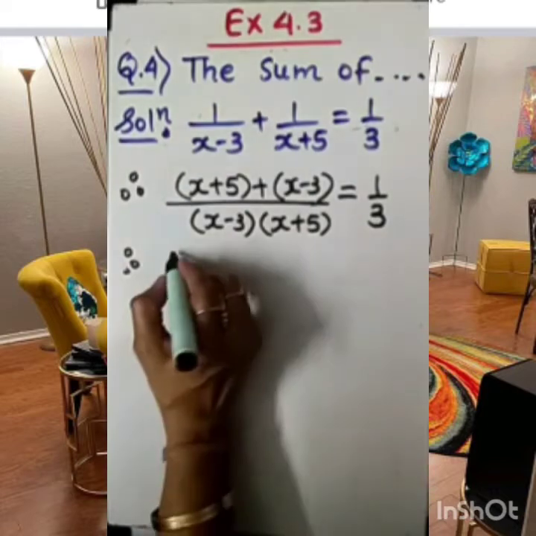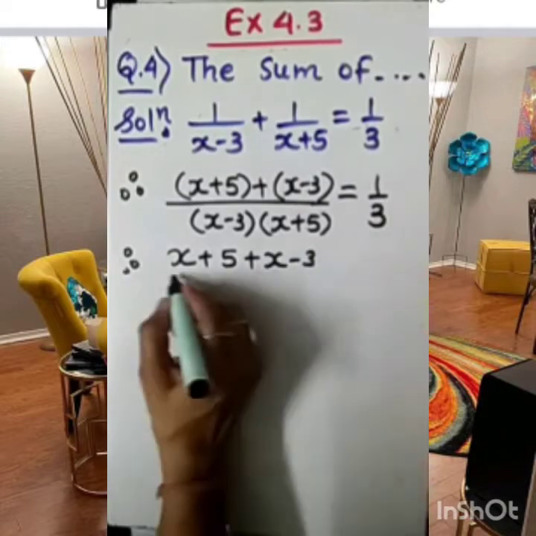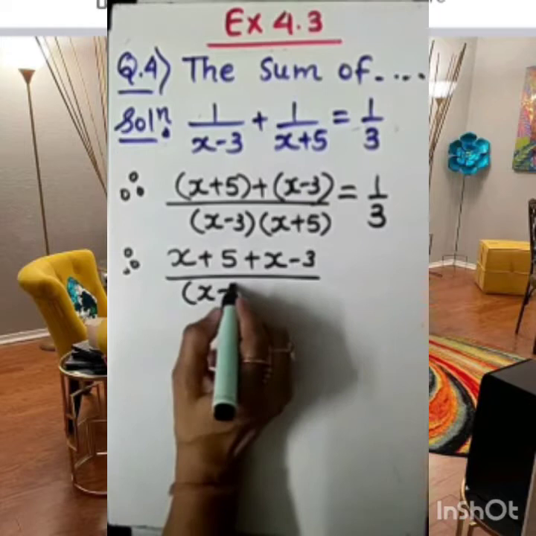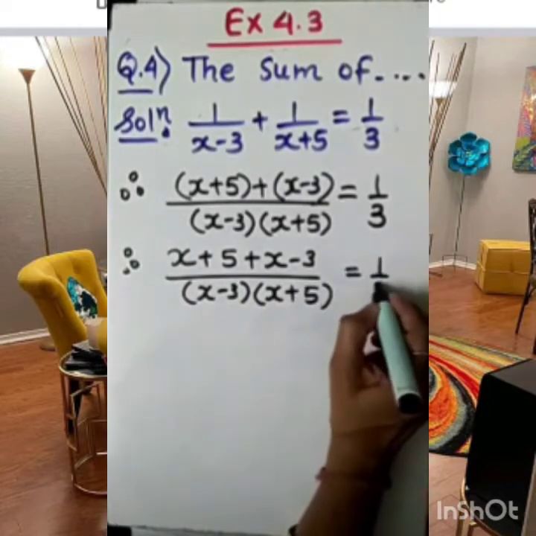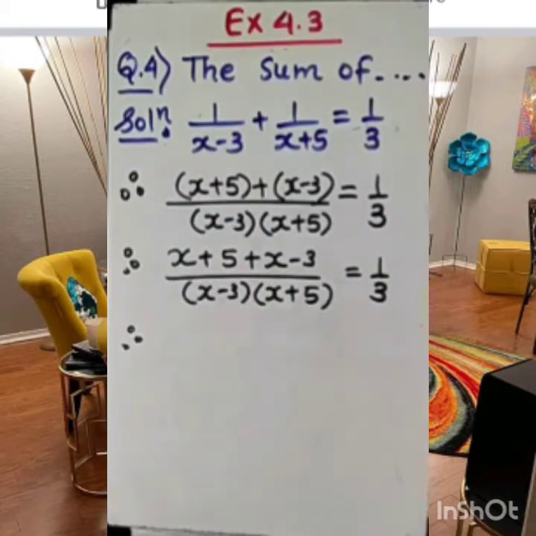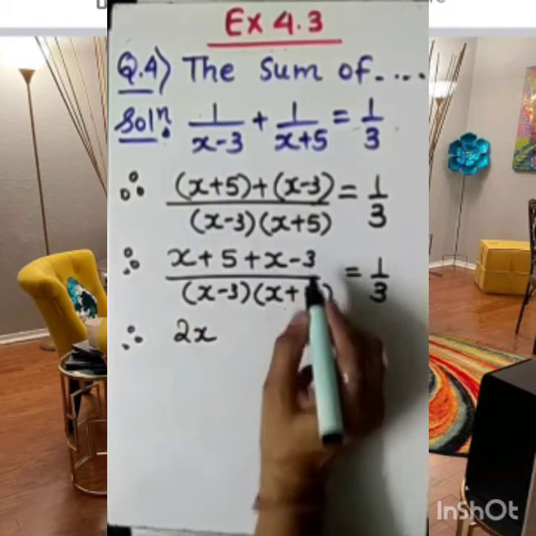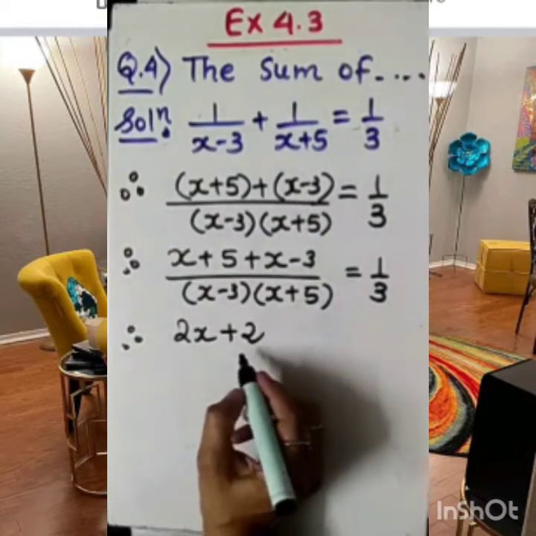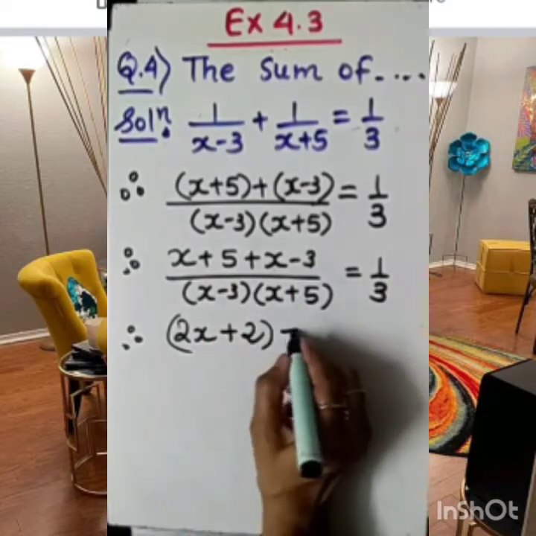Now let's simplify X plus 5 plus X minus 3 numerator. What to do with this denominator? So let it be as it is. In the next step we will have the cross multiplication. So next step will be, what is X plus X? The sum of X with X is 2X. Agree? What about 5 minus 3? That is plus 2. This is the simplification of this. Now, this side is 1.